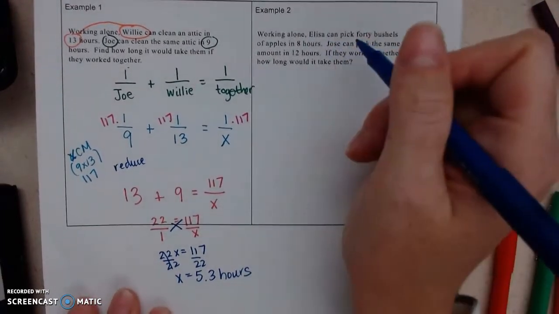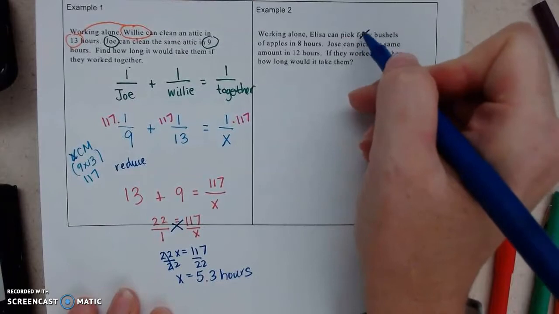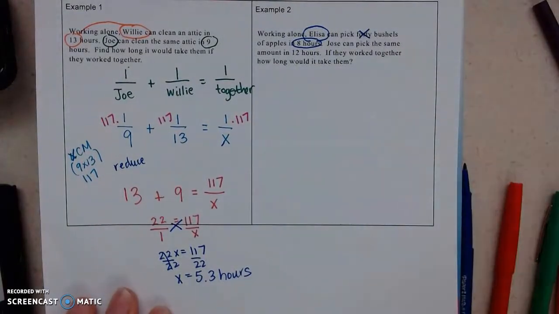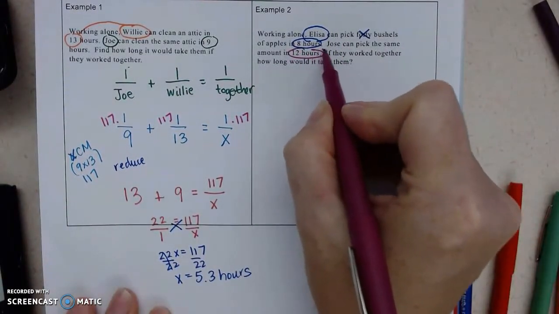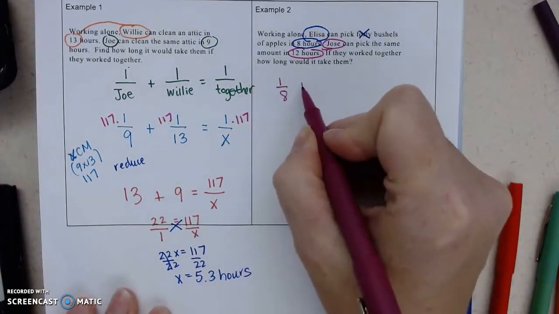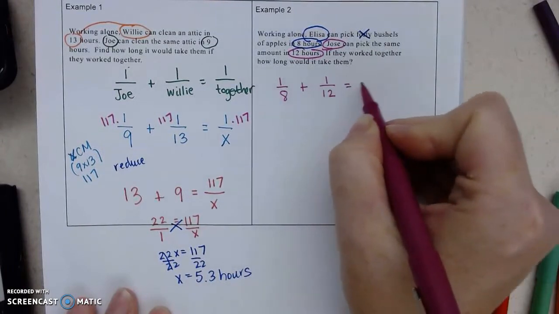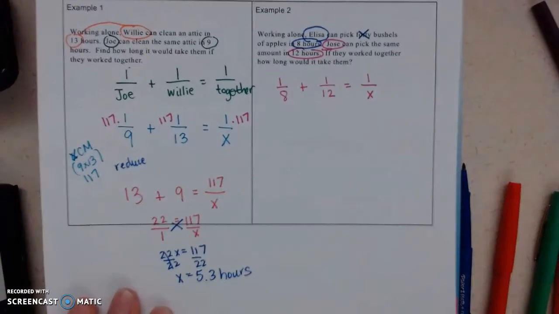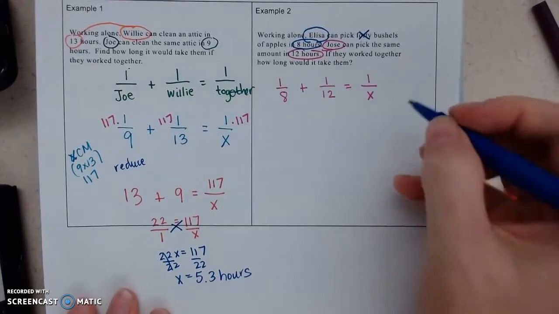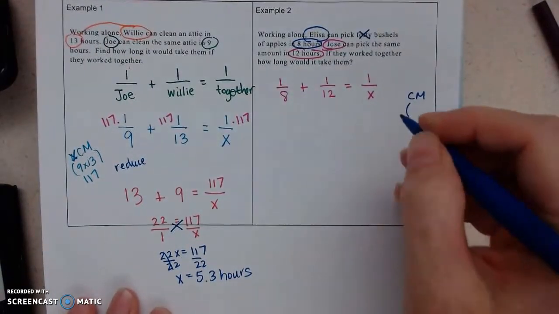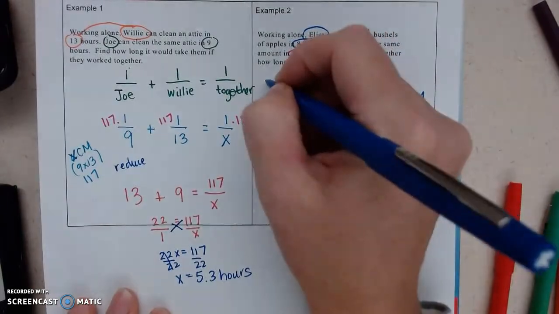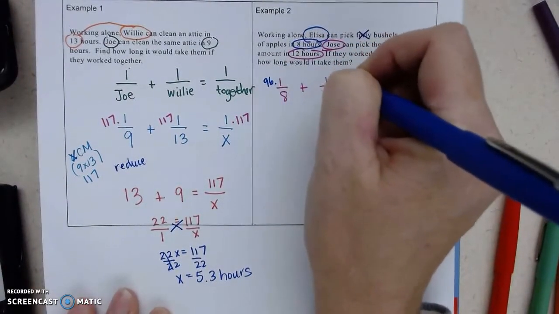So we've got Elisa. Now, the 40 bushels, that's irrelevant. They're trying to trick you. We only care how long it takes her. And then Jose. So I've got 1 over Elisa, 1 over Jose equals 1 over we don't know together. Now, our least common multiple would be 24. They both go into 24. But let's say we didn't know that. So we're going to do 8 times 12, which is 96. So that's what I'm going to multiply all terms by.